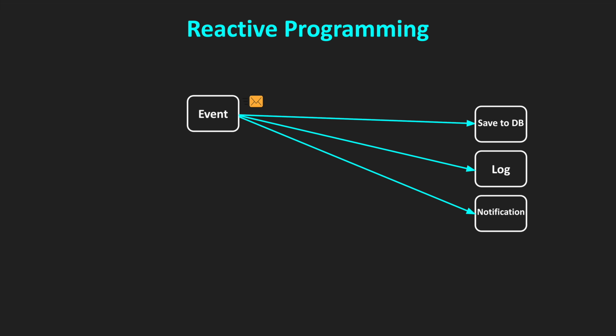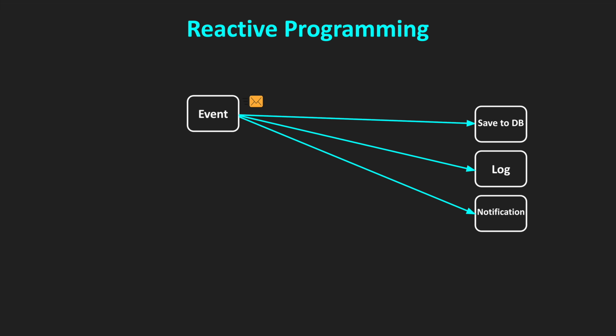For example, in this case, let's say that we are sending an event, and that event needs to be processed, again asynchronously, right? That event needs to be saved to the database. That event needs to be logged, and we need to send a notification about that event. So, three different processes that should happen asynchronously. We are sending an event, and that event should be asynchronously processed by these three systems.